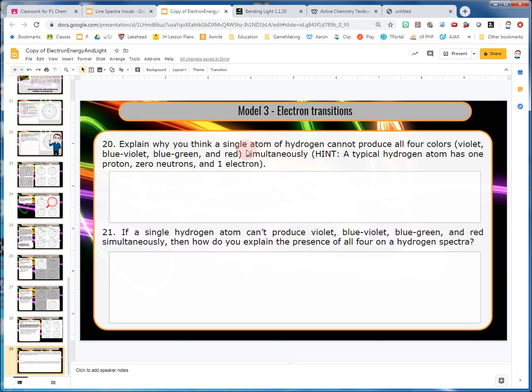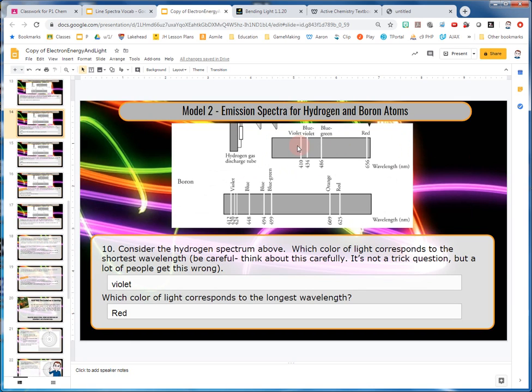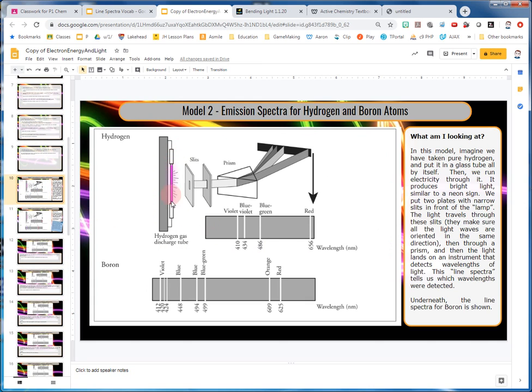Explain why you think a single atom of hydrogen. So we've just got one atom of hydrogen, and it cannot produce all four colors. What does that mean? Why does it say it can't produce all four colors? We saw up here, let me go up a little further, that this gas tube full of hydrogen can produce 4 colors. So why is it saying hydrogen can't produce 4 colors?